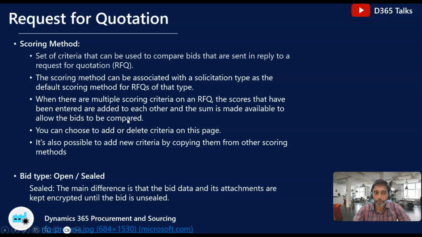So let's quickly see this in the D365 screen. If we go to compare replies, we will be able to view the total score for the scoring criteria we have defined. You can choose to add or delete criteria on this page. You can delete a criterion if you feel it is irrelevant, and it is also possible to add new criteria by copying them from other scoring methods. So you don't necessarily need to use the same criteria, but you can also copy other criteria from the scoring methods master and use them for your reference. We will also discuss bid type, but not right now.